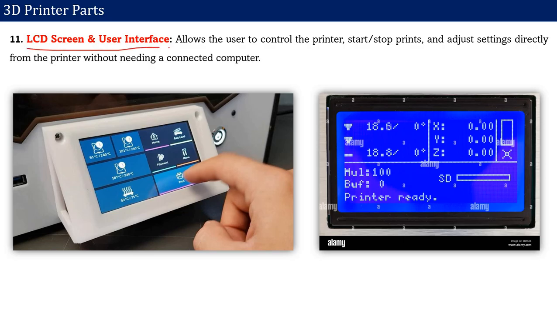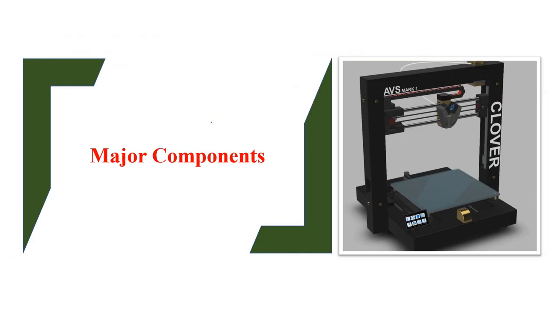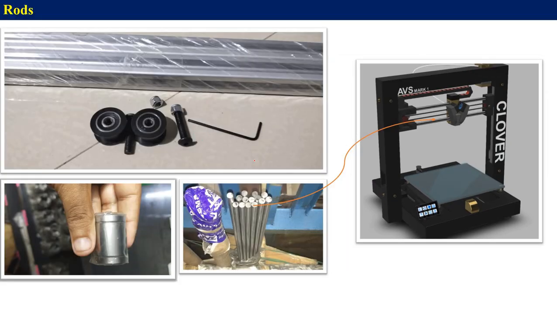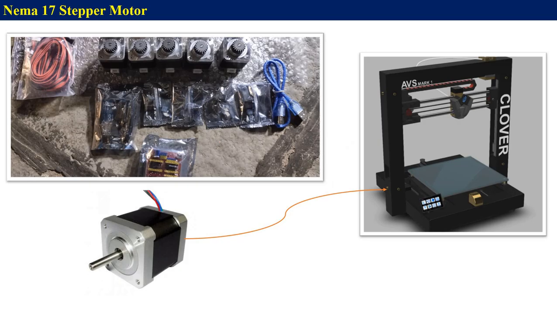Then after that, we have the LCD screen. That is for the user interface. We can control the printer's start, stop, prints, and settings directly from the printer without needing a connected computer. So everything is here on the printer. It is either manual or we can use the touch screen. All types of parameters can be set using this LCD screen. So these are the major components, all shown here.